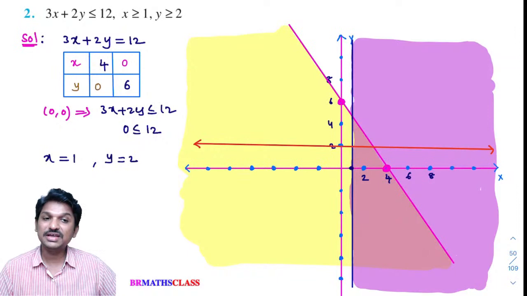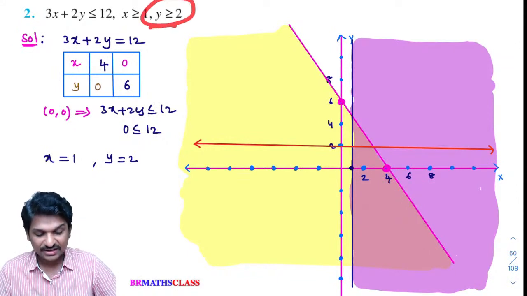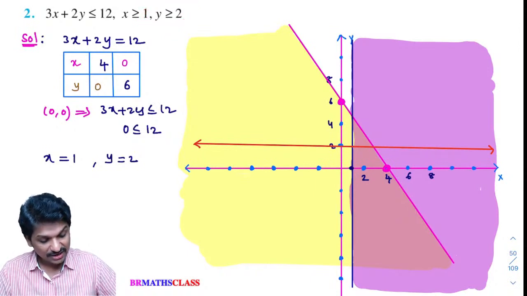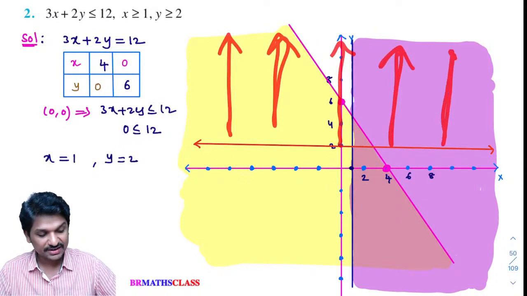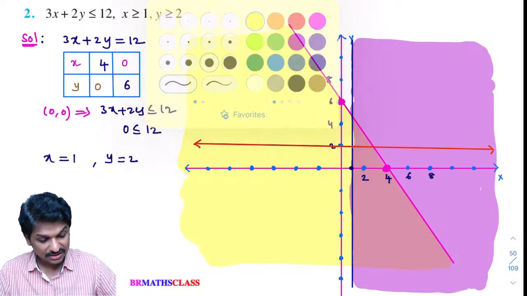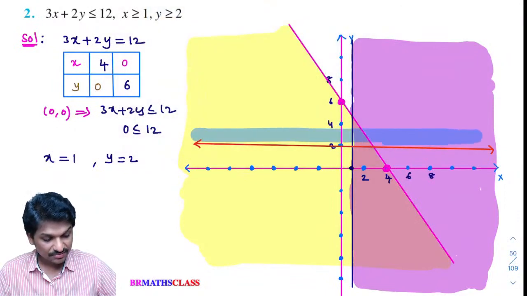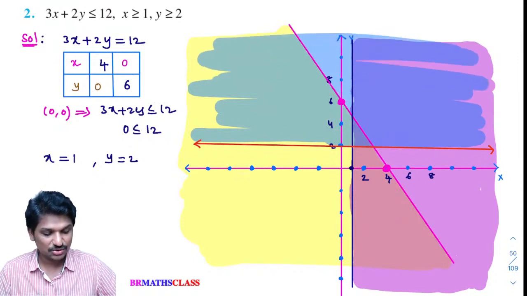Now, which side do we need to shade? y greater than or equal to 2 is there. y value greater than 2 means which side? You look here, y values are greater than 2 in this upper part, this side. This side we need to shade, right? So you shade that side. I'll take some other color, blue color. Okay, this side. This is the solution.